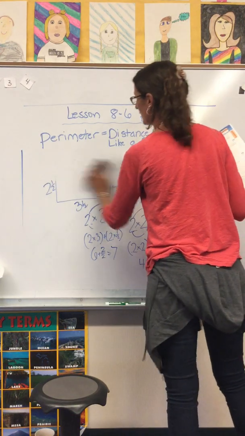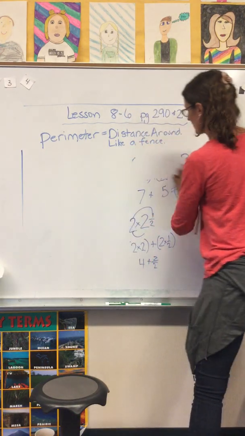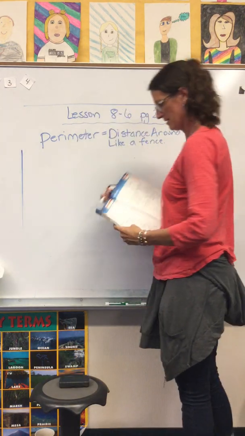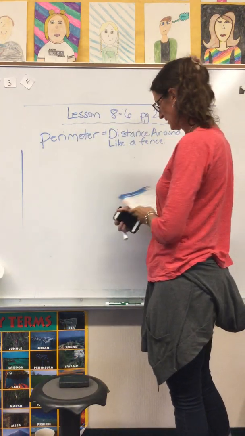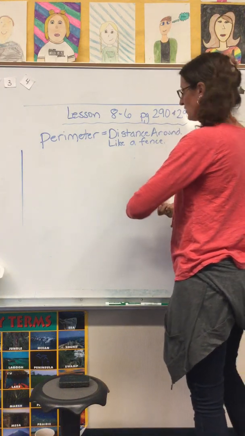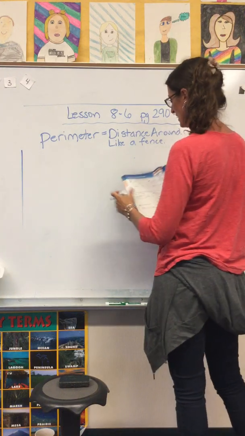Okay, so I'm going to come back and this is kind of part two. I'm going to finish up the bottom part of page 290. And so we're talking about figuring out the unknown side.